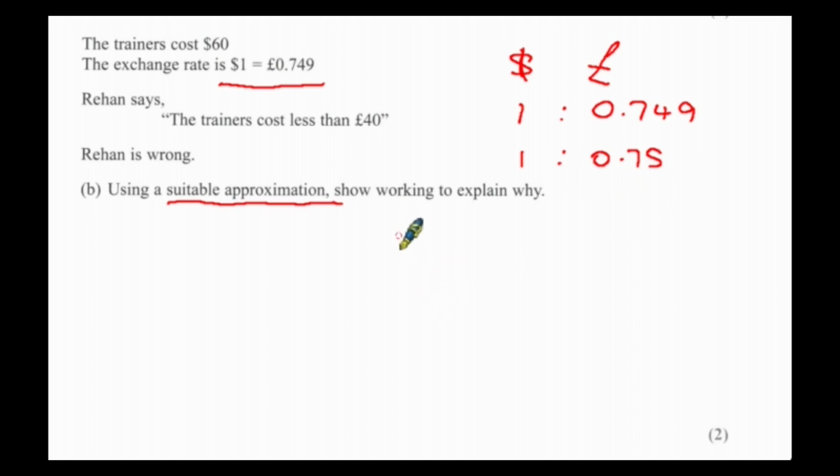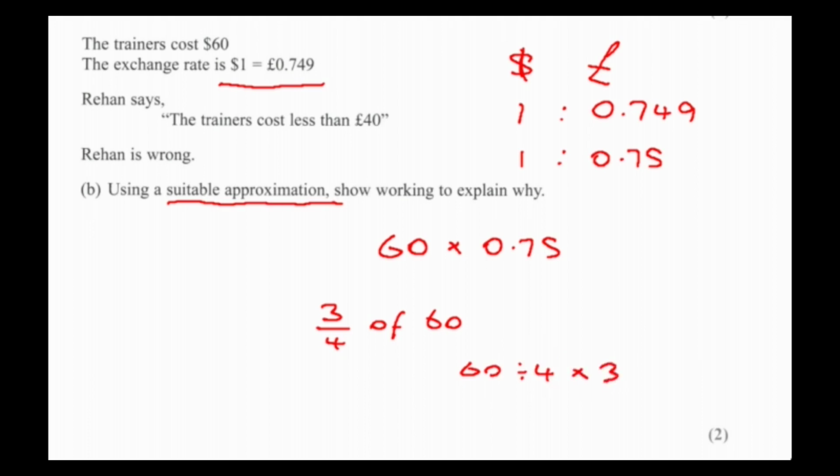Therefore, what we need to do is to take the 60 and multiply it by 0.75. Well, 0.75 is 3/4, so what we are looking for is 3/4 of 60. That would be 60 divided by 4, then multiplied by 3, and we get the answer £45. So in fact, the trainers would be £45 in sterling, which is why Rayhan is wrong.